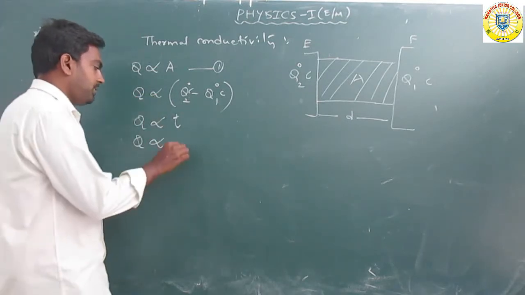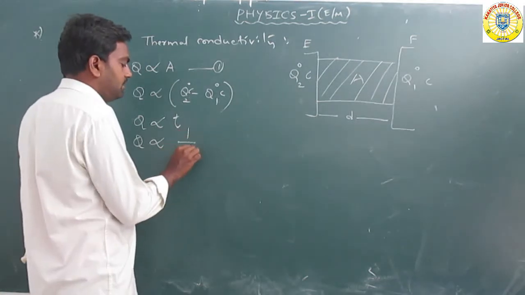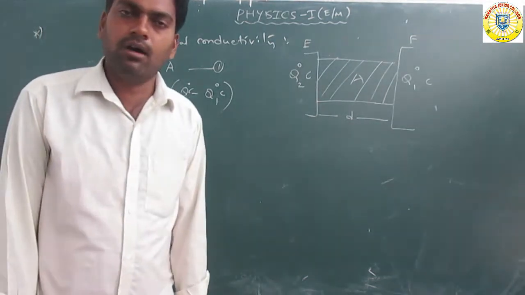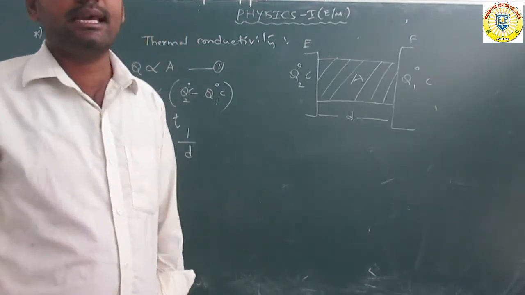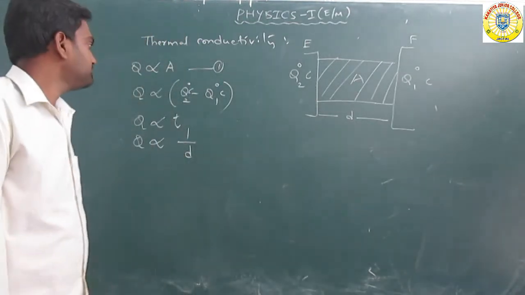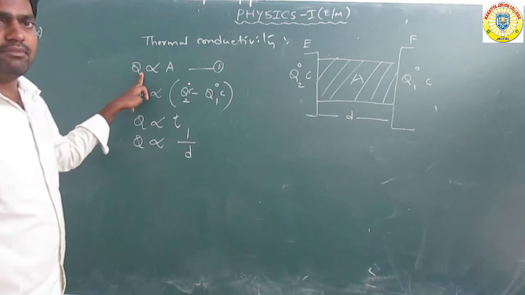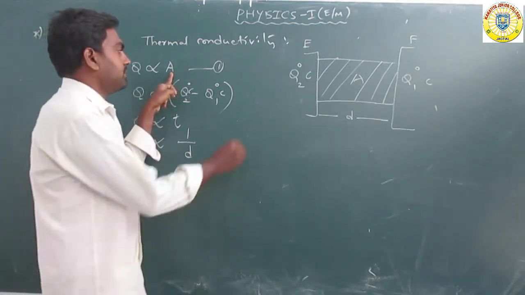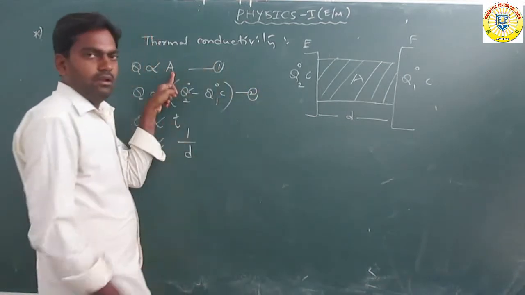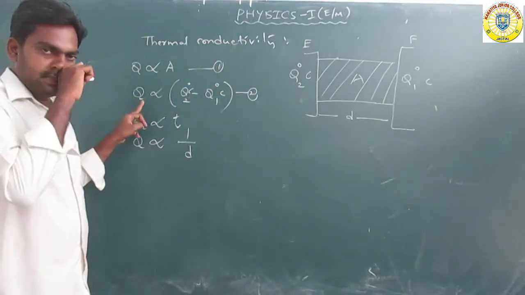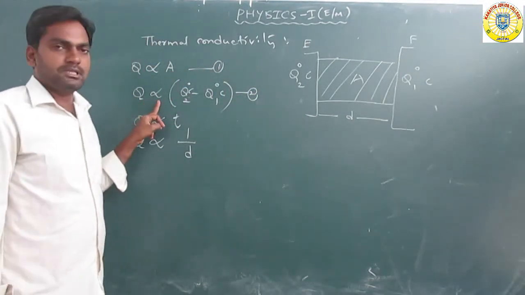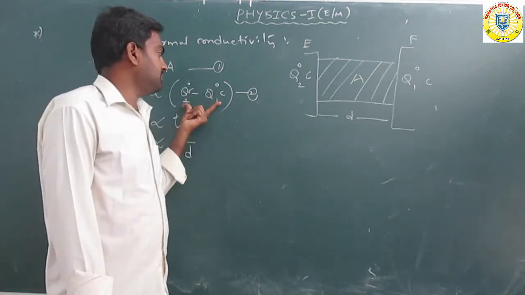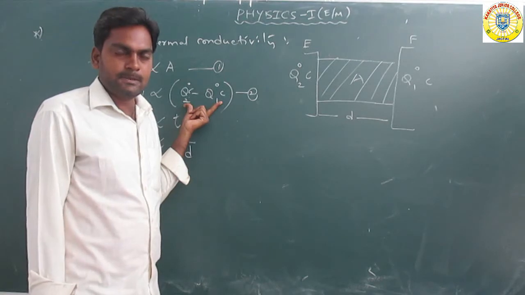The conduction of the heat is inversely proportional to the distance between the two faces. So we take 1 by D, or 1 by R, or 1 by X, any one. Got it? So the conduction of the heat flow is directly proportional to the area of cross section. And now another term is taken: Q is directly proportional to theta 2 degrees C minus theta 1 degrees C, the temperature difference between the two faces.